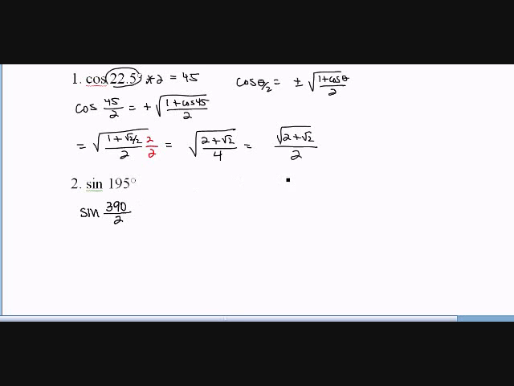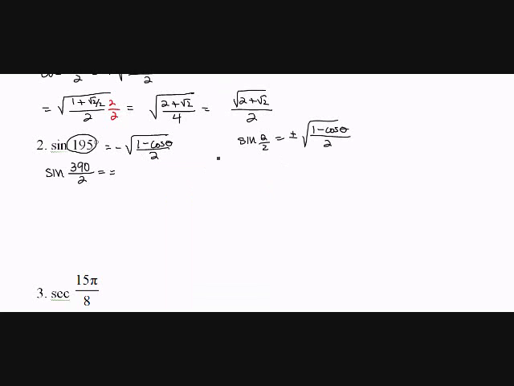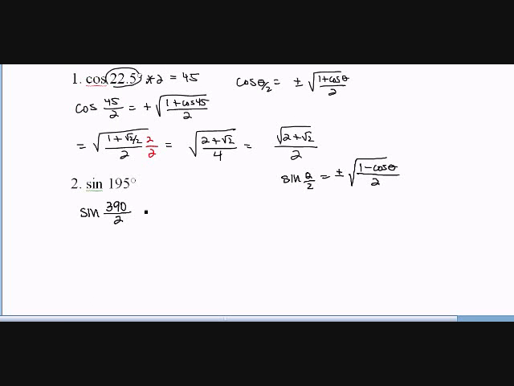identity here. Half angle sine is the same thing as cosine, except it's minus there, so it's plus or minus the square root of 1 minus the cosine of theta all over 2. 195 is a little bigger than 180, which makes this a third quadrant angle, making this negative. So we're going to have negative the square root of 1 minus cosine of theta all over 2.